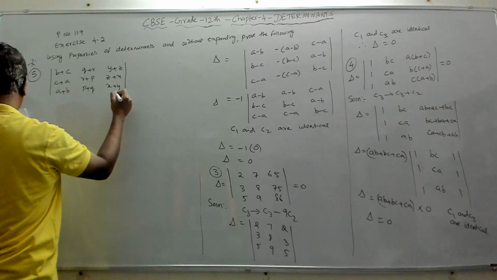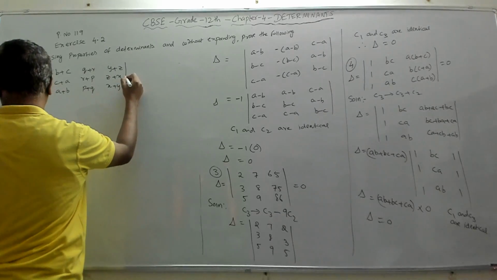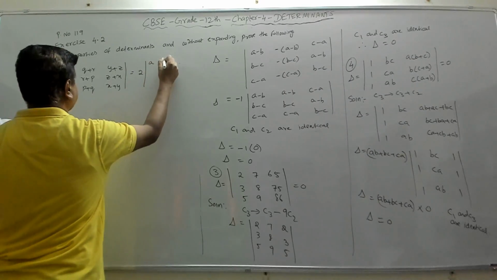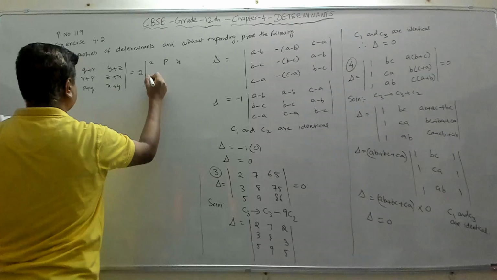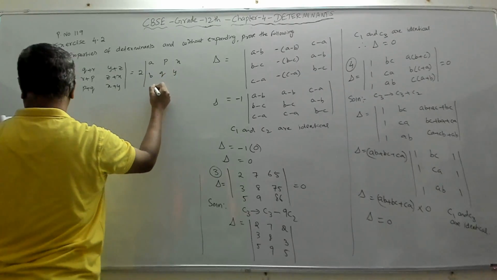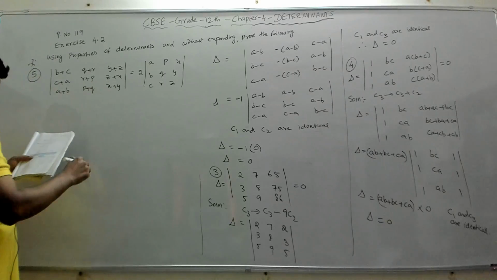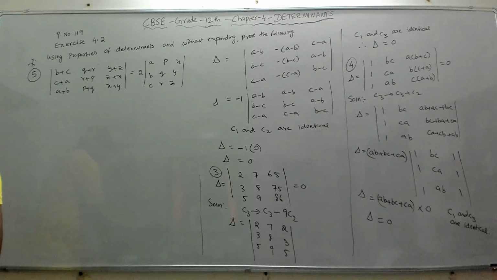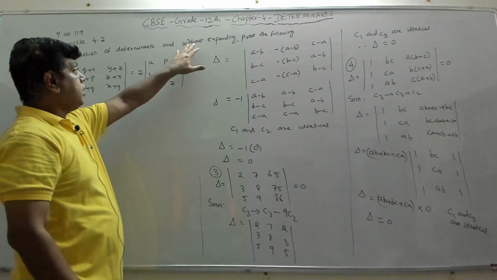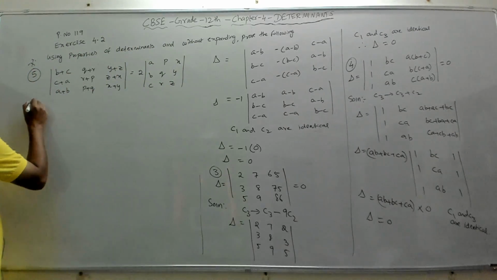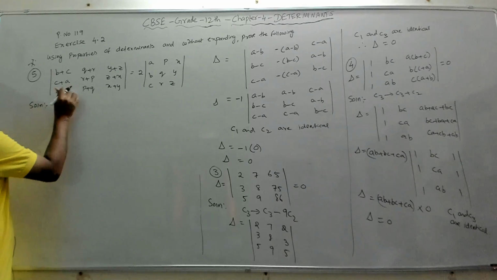We have to show that it is equal to 2 times determinant of A, P, X, B, Q, Y, C, R, Z. We have to prove that these two are equal without expanding but using the properties of determinants. Right, so the solution is, we'll take this LHS.